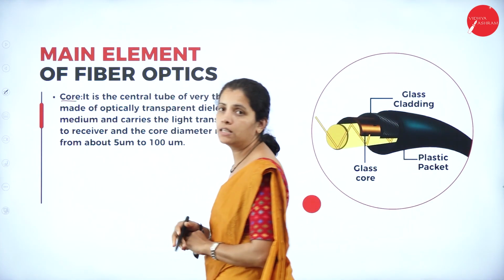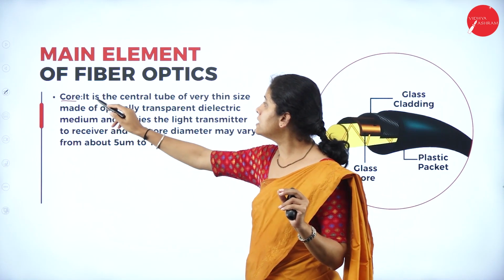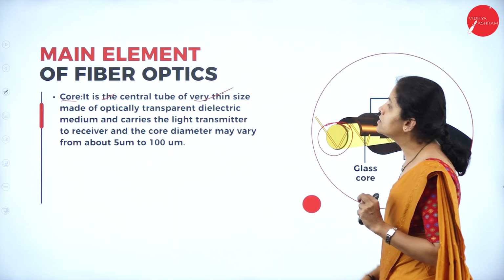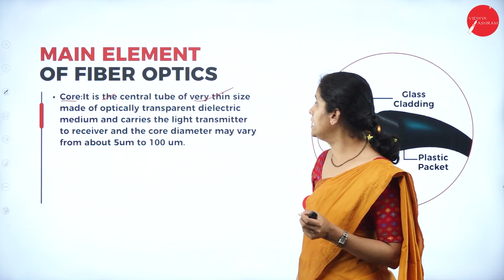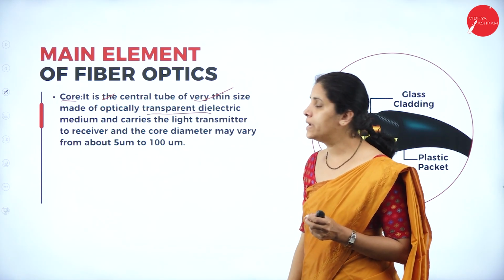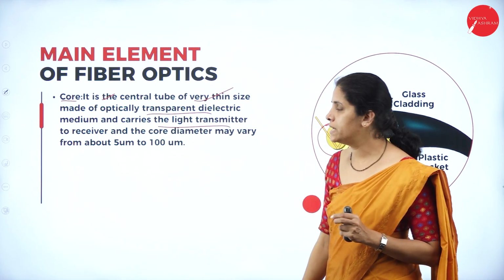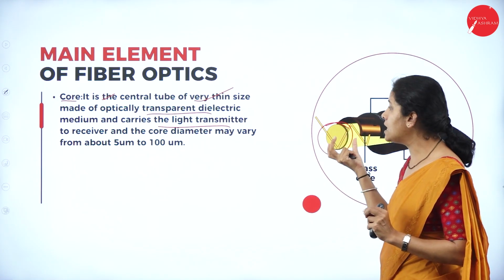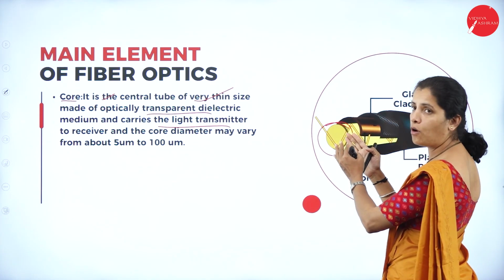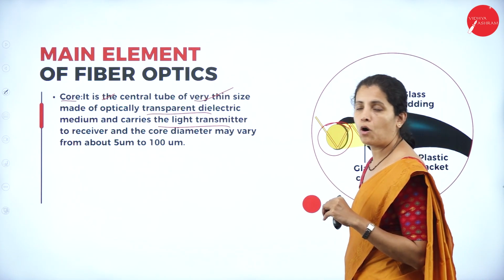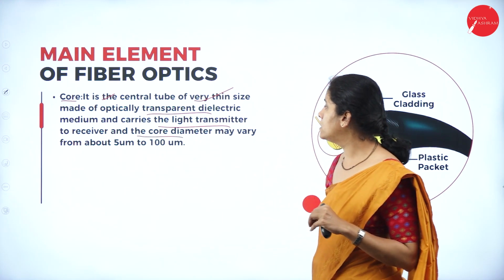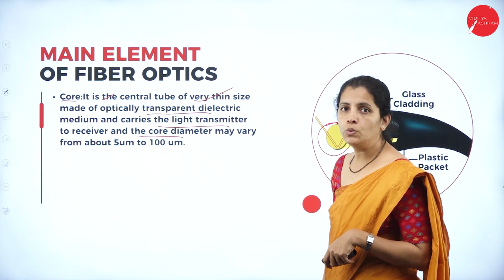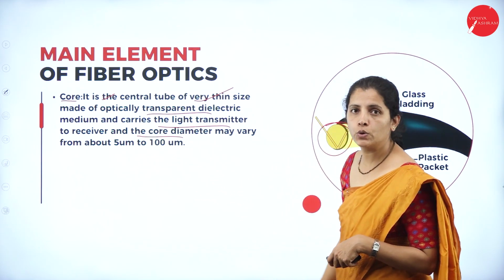Now, the main elements of fiber optics. If I consider fiber optics, I have the core. This is the central tube of very thin size. This is the core and it is made up of an optically transparent dielectric medium and carries the light transmitted to the receiver. So the core is responsible for carrying the data to the recipient or receiver. The core diameter may vary from 5 um to 100 um.